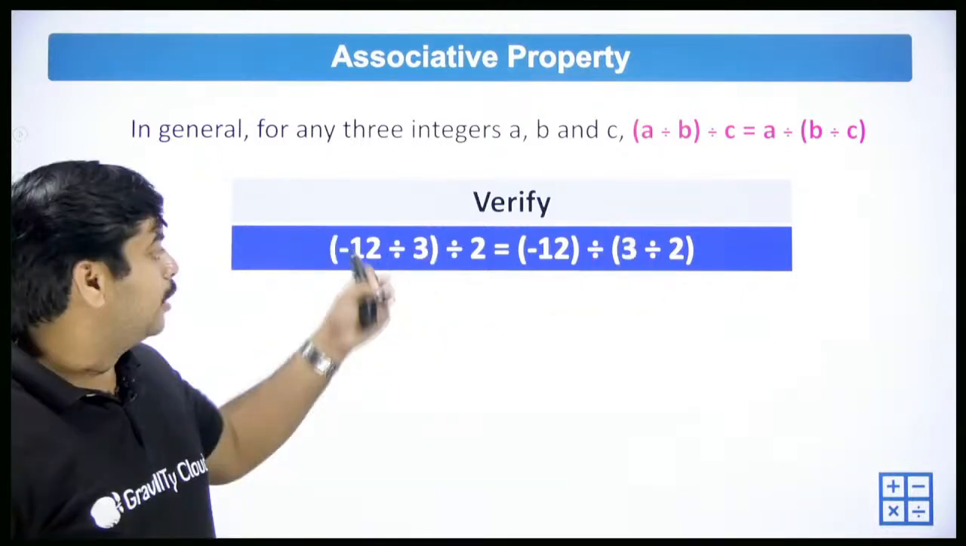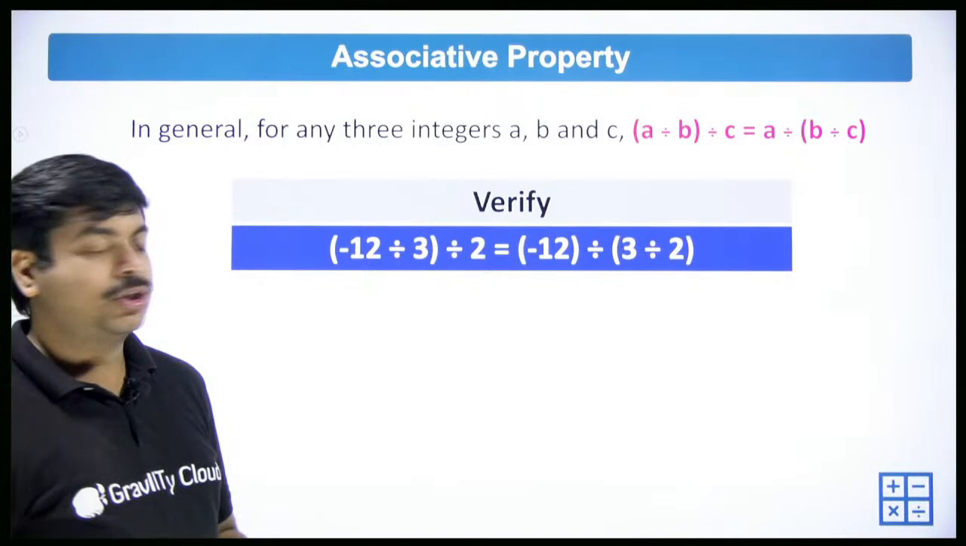So let me take a small question. Minus 12 divided by 3. 12 by 3 is 4, correct? So 4, and we have a negative. Minus 4 divided by 2 will give you minus 2 as the answer.